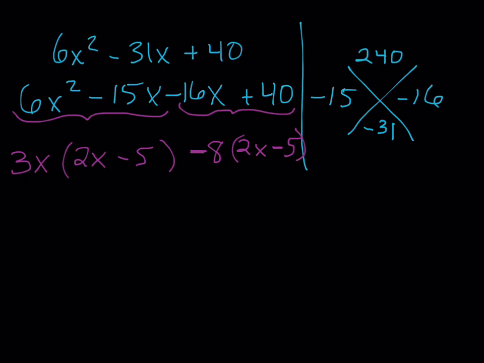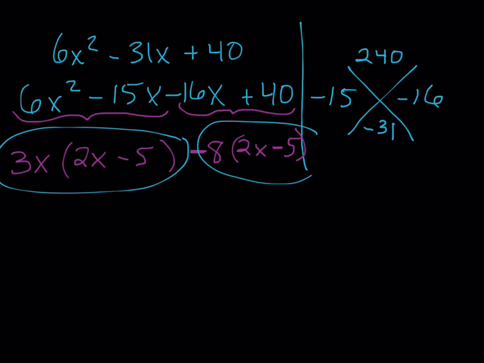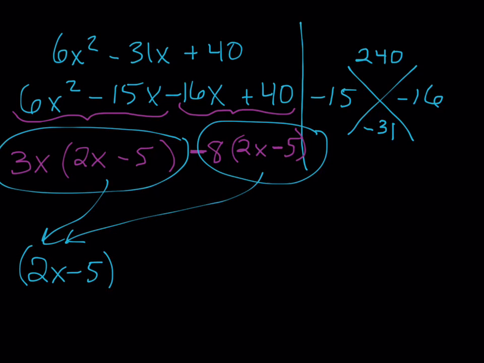All right, now what I have are two big terms here. I have this whole thing and this second term. And notice that in each of those terms, they each have the parentheses 2x minus 5. So that is a common factor for the terms. And the next thing I'm going to do is factor out that whole thing, the 2x minus 5. And then what's left goes in parentheses next to it. So what's left is this 3x and this minus 8. All right, and that's it.